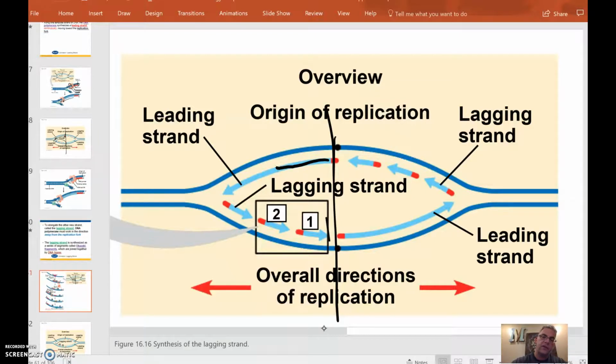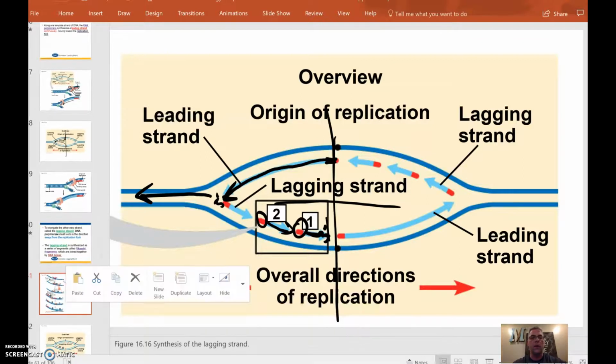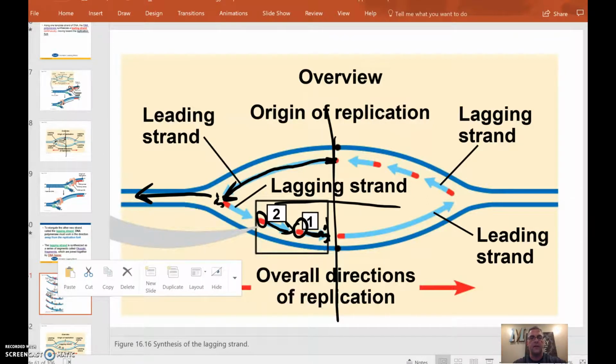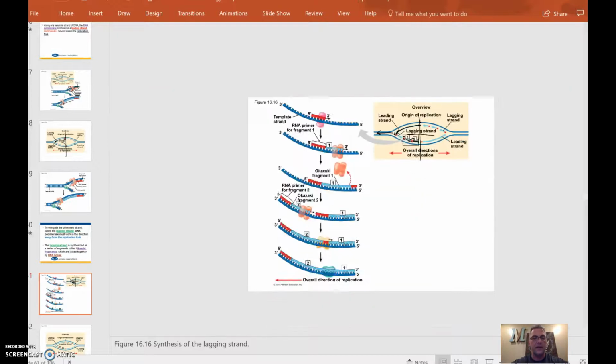Okay, so we already saw that this is nice and continuous after you get that initial primer here. We're trying to grow this way, but the problem is this strand is oriented in the way that it's being established. The new DNA is 3' up here and 5' there. We are not able to add new nucleotides that way, so what we have to do is set down a primer and literally work in an opposite direction. What that does is that creates little fragments. Those fragments make up what we call the Okazaki fragments, and that is the layout for the lagging strand.